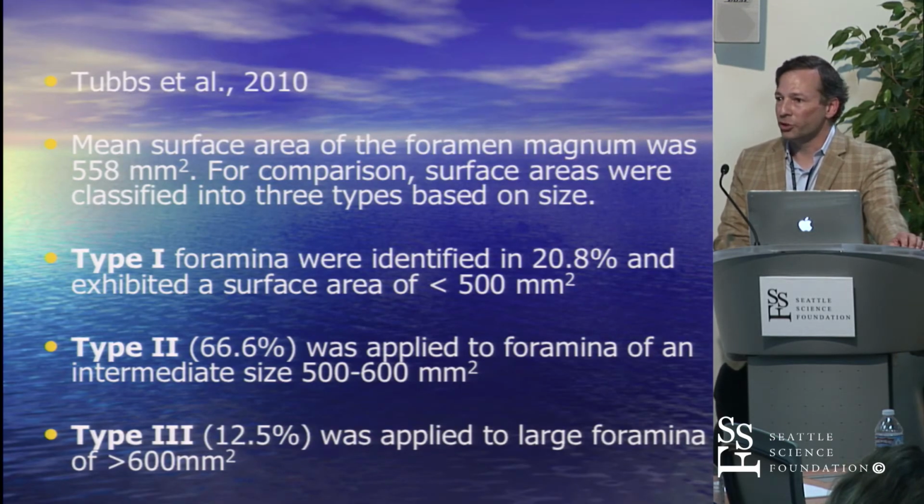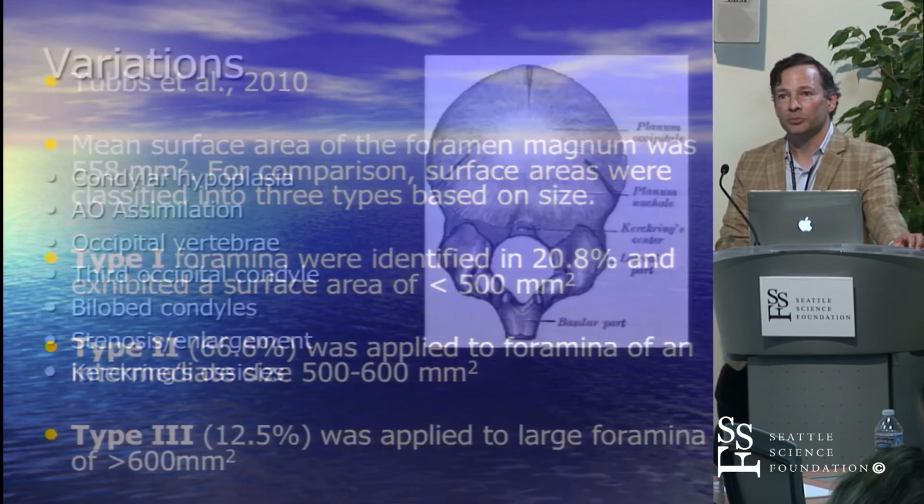We looked at the different surface areas of the foramen magnum, and these come in wide varieties. The type 3 is greater than 600 millimeters squared. Most of ours were in that type 2 region.